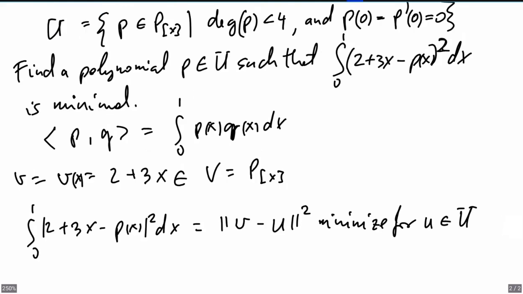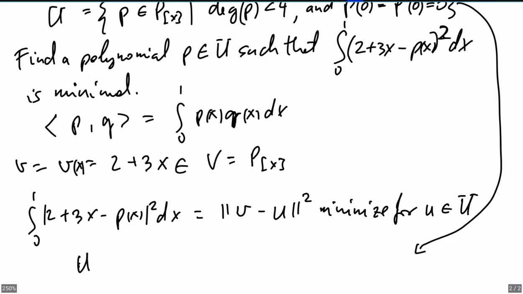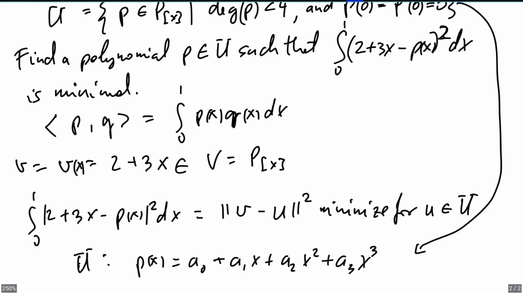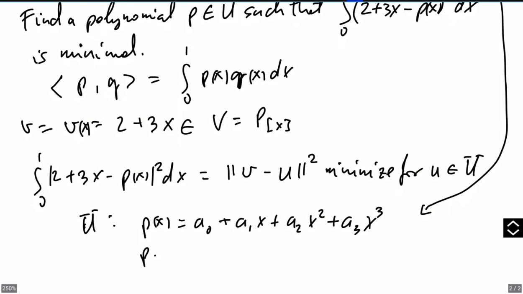We need some kind of form for this U subspace. It has polynomials of degree less than 4. So the description of U is that P of x should be, let's say, A0 plus A1x plus A2x squared plus A3x cubed. So the degree is less than 4, that means the maximum degree is 3. But then we also need that P of 0 is 0. P of 0 is A0 if you substitute x equals 0.